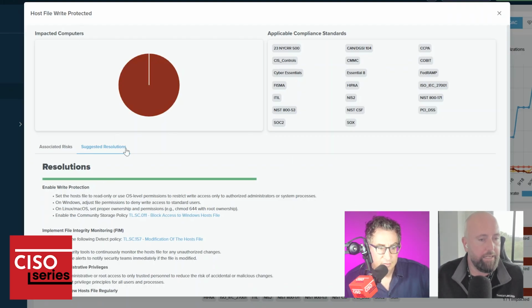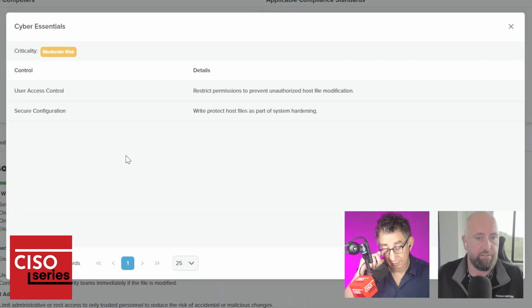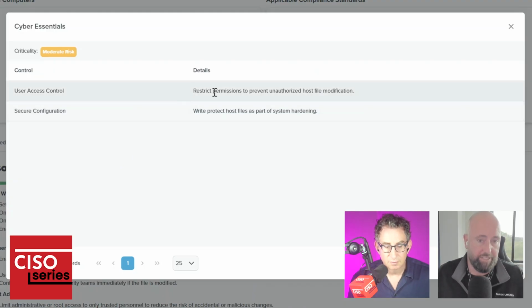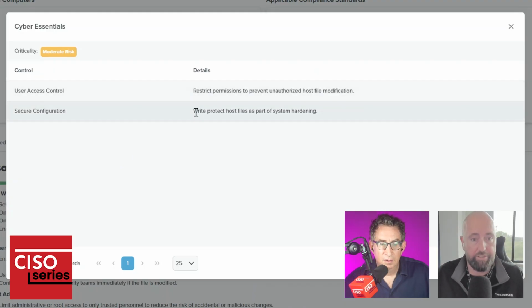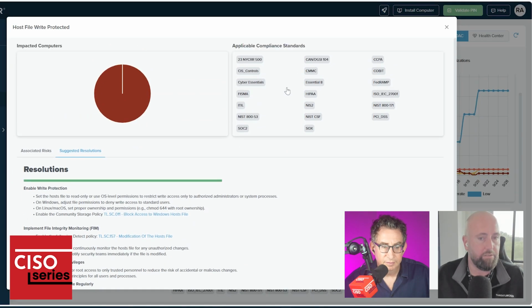We also map each of the findings against compliance standards. So as you can see, this host file being protected effectively maps against all of these different frameworks and standards. Like Cyber Essentials, for example: restrict permissions to prevent unauthorized host file modification, or write protect host files as part of system hardening. So it doesn't just tell you what the problem is, it also maps it back to different frameworks to say, hey, this is the framework associated with this misconfiguration and this is why you should fix it.